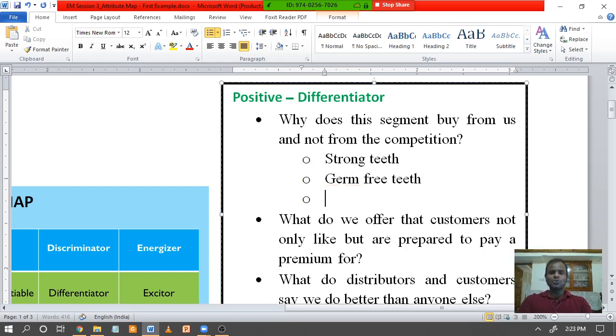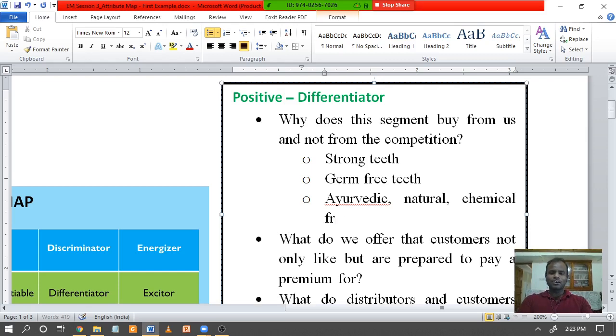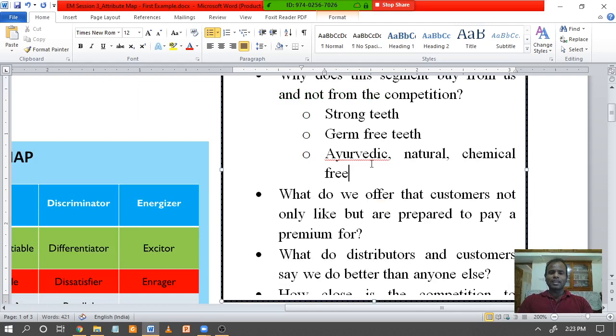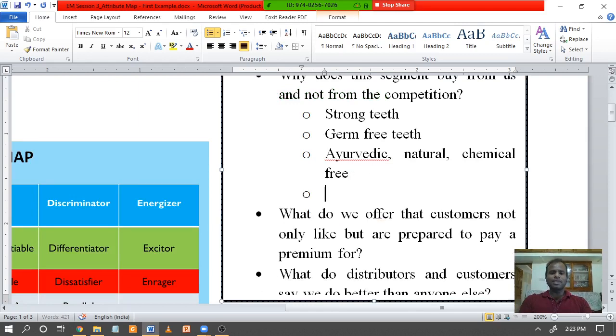Now, if you look at maybe Patanjali, what does Patanjali sell? How do they sell the toothpaste? Ayurvedic, natural, chemical free. Okay. Now, if you look at maybe Sensodyne, how do they sell the product?